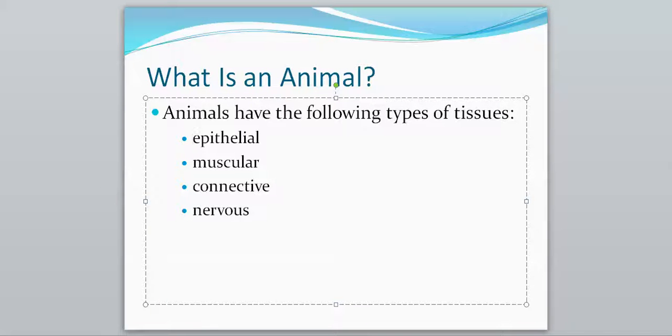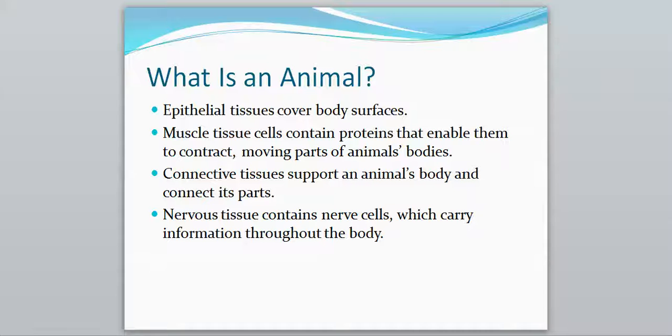And we're going to give a definition of each one of these tissues. So epithelial will cover the body surfaces, like your skin. Muscle tissues contain proteins that enable them to contract. So the muscle tissues are contractile, which allows the animals to move. That's the main function of the muscle tissue, to make animals move. Connective tissue supports an animal's body and connects its parts. That's pretty simple. And nervous tissue contains nerve cells, again pretty simple, which carry information throughout the body.